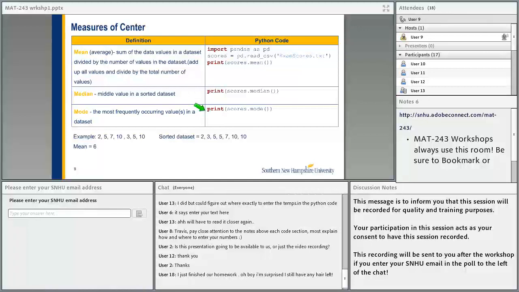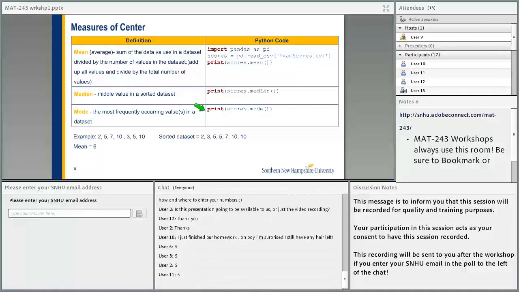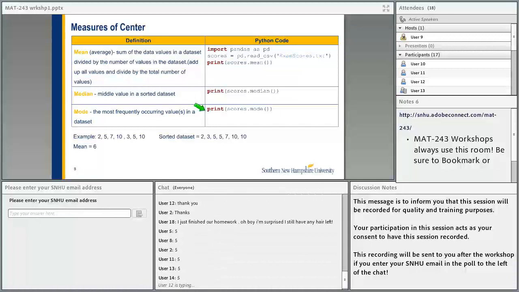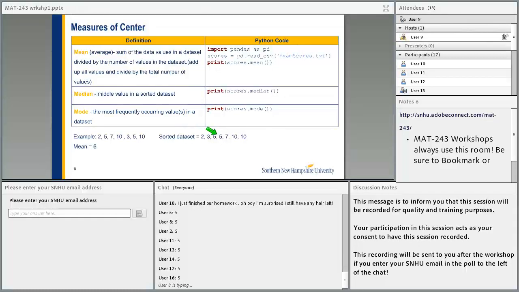Okay, now I have the sorted data set. So this is in ascending order. If I ask you, what is the median of this data set? Can you tell me what the median is? Great. Very good. So the median is the middle value. Because we have 7 values, the middle value is the 5. And I have 3 to the left and 3 to the right. So 5 is my median.